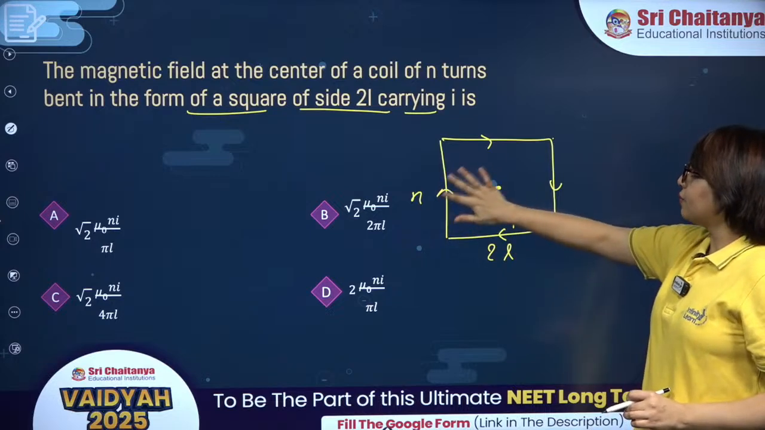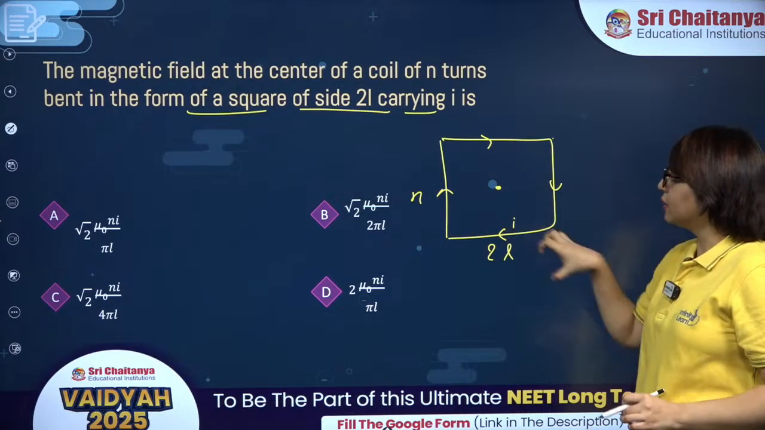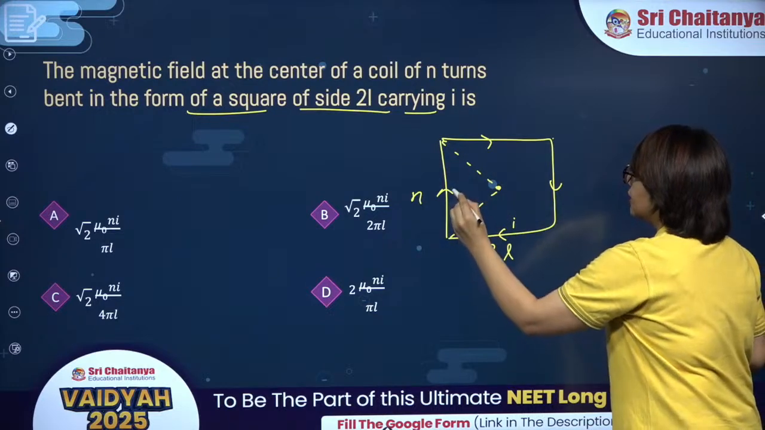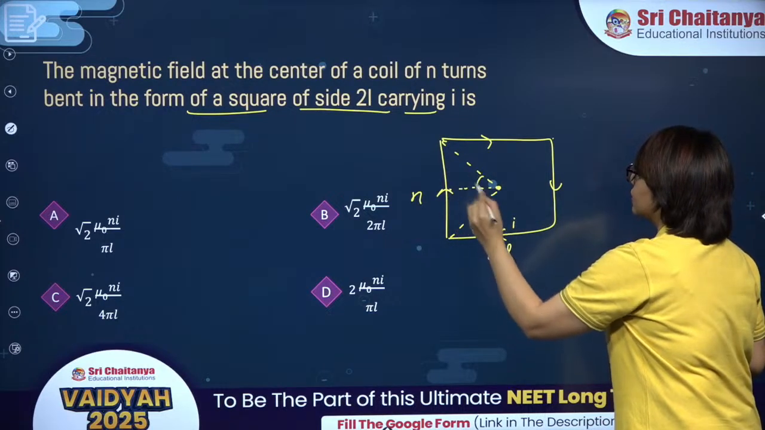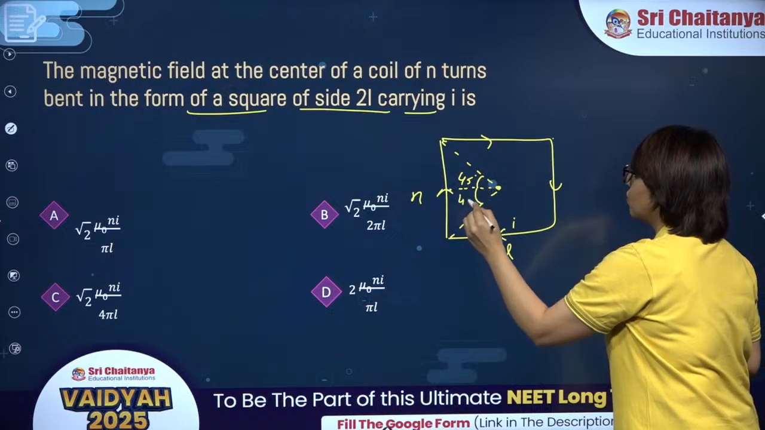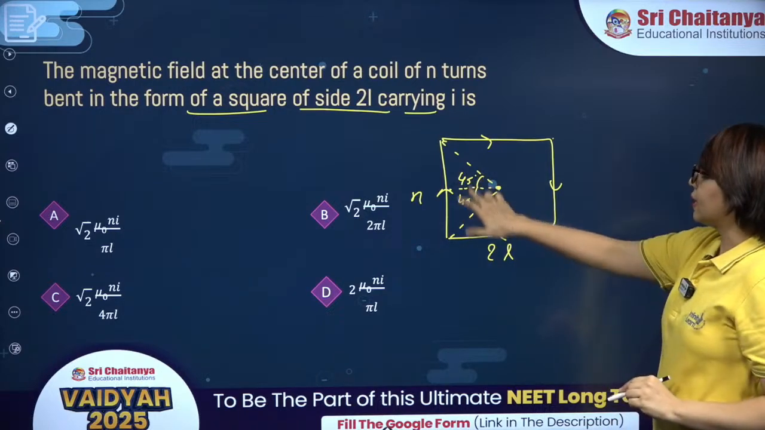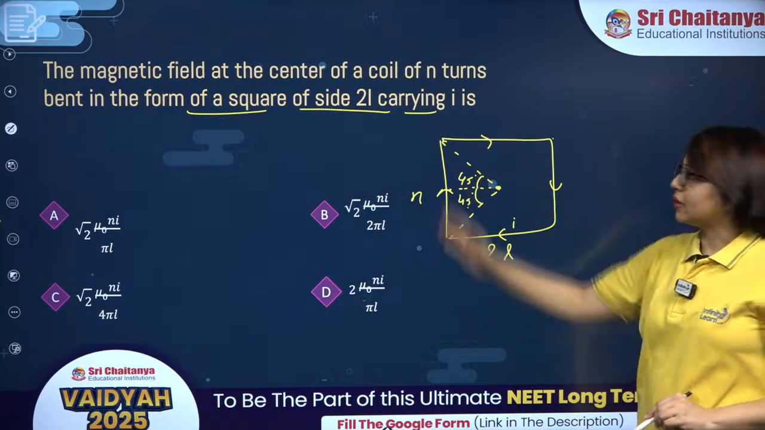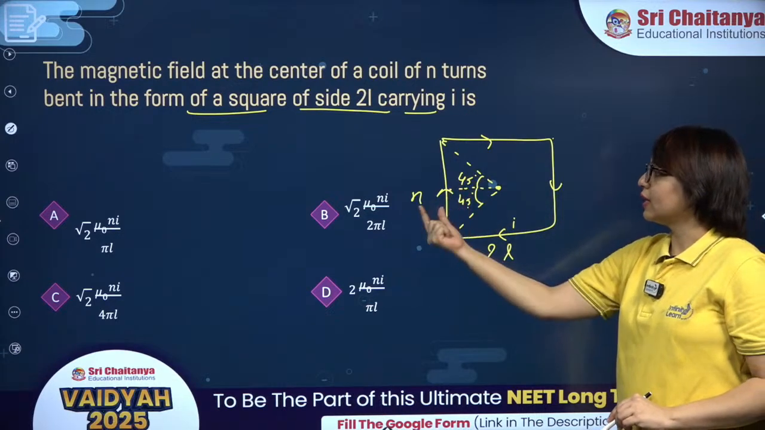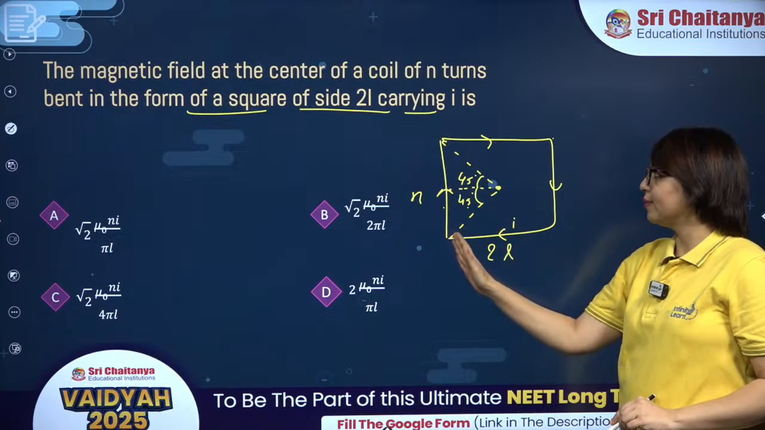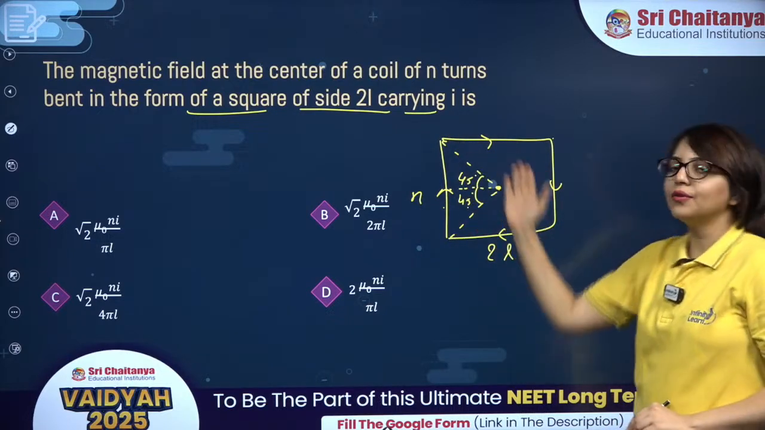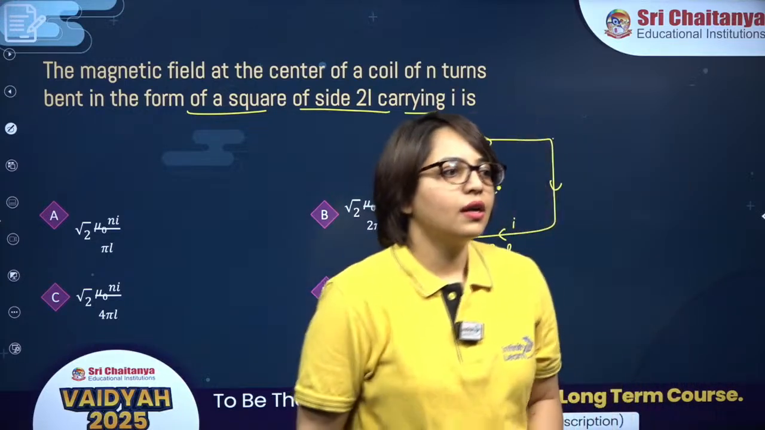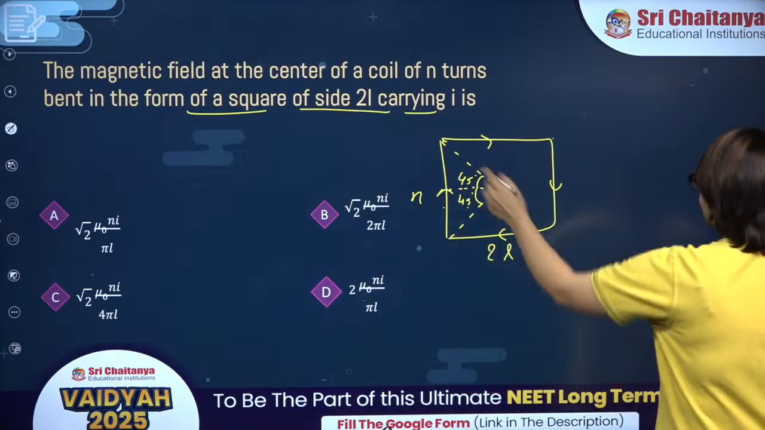Because these are 4 equal length, equal current conductors, and they are subtending the same angle at the center, this is 45 degree and this is also 45 degree. So theta 1 and theta 2 are the same for all these 4 conductors. Whatever magnetic field is generated by one conductor, one side, the total magnetic field of this loop will be 4 times that of the one side. Okay? Alright, so let's find this one.